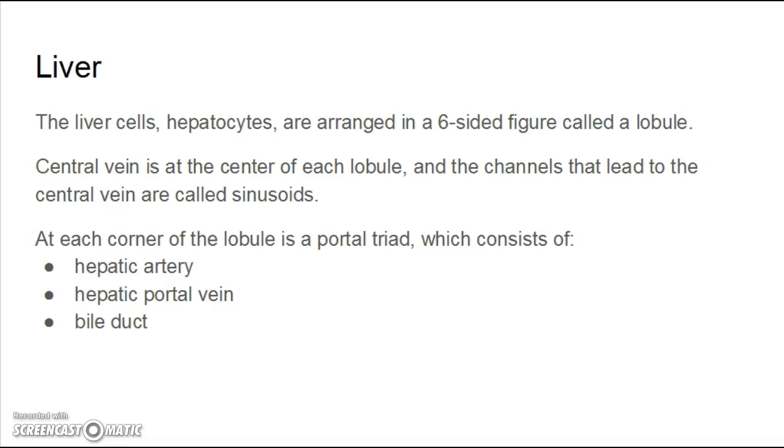At the corner of each lobule is something called a portal triad, and it's going to consist of a branch of the hepatic artery, the hepatic portal vein, and the bile duct. The hepatic artery is bringing fresh blood from the heart to the liver. The hepatic portal vein is bringing blood from the digestive organs to the liver, and the bile duct will be leaving the liver containing bile.